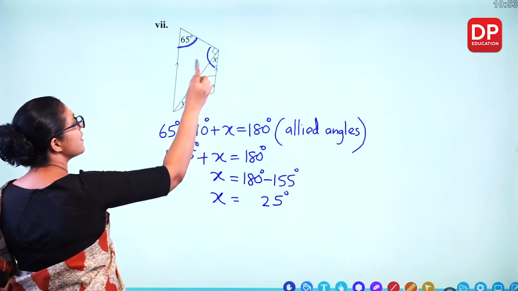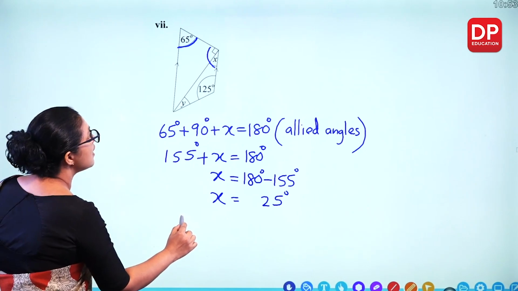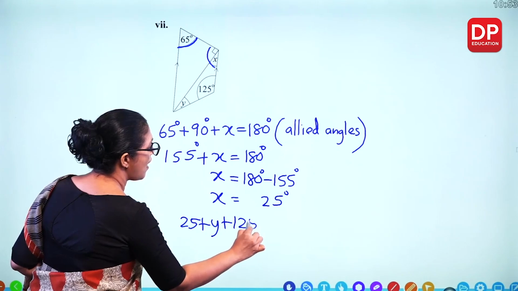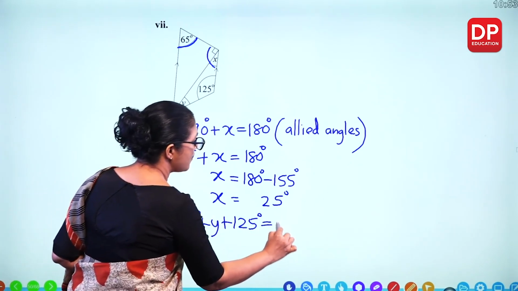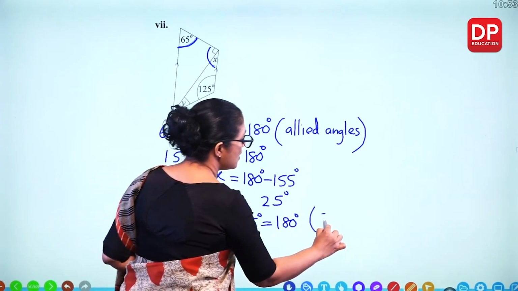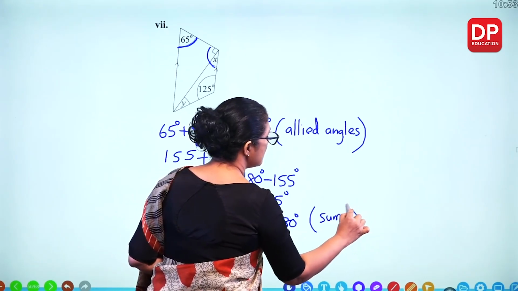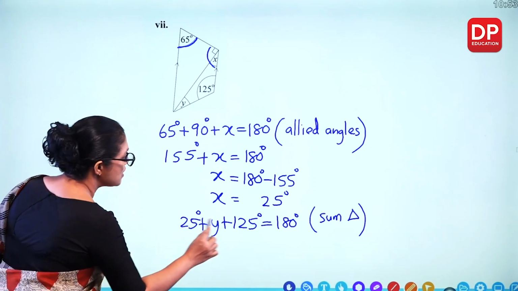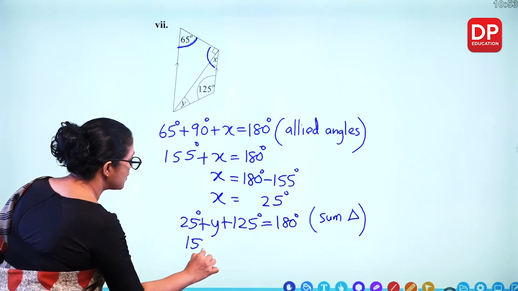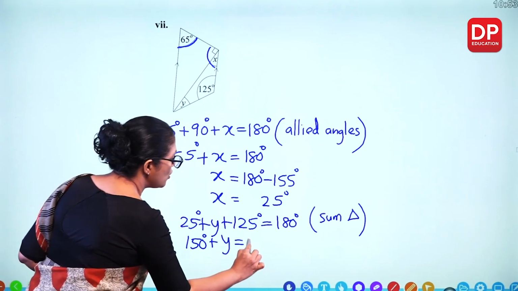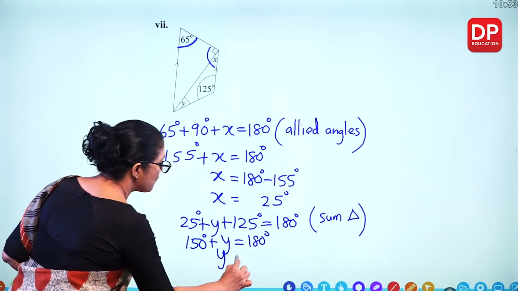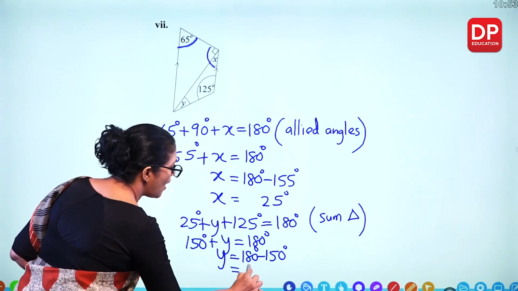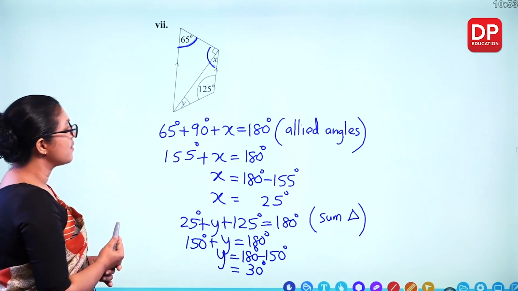You can take this triangle. So, 25 plus y plus 125 is equal to 180 because of sum of angles in a triangle. 25 and 125, that's 150. So, when you subtract 150 from 180, you get the y angle, that's 30 degrees.